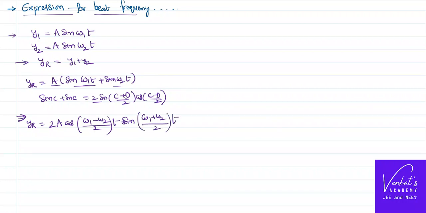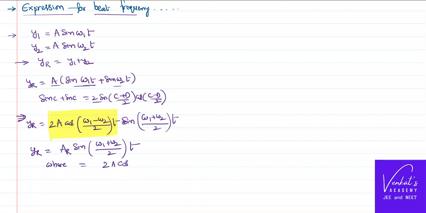This resultant, if you notice carefully, is also an equation for a wave, but having a different resultant amplitude. So I can write y resultant as A resultant times sin of (omega 1 plus omega 2) by 2 times t, which is also a wave format, where the resultant amplitude of both the waves is 2a cos of (omega 1 minus omega 2) by 2 times t. This is the y resultant.